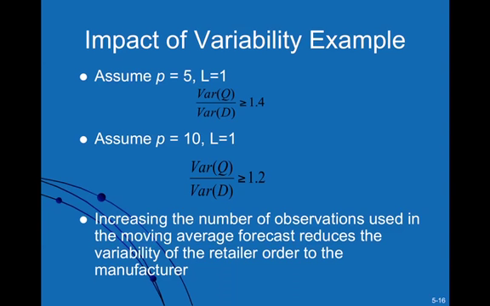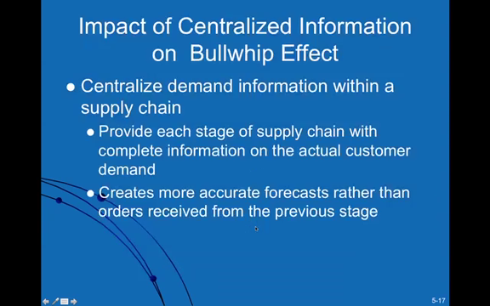So this is just an example to show here. In the case of P is equal to 5, L is equal to 1, we have a ratio of 1.4, but if you keep the lead time constant but increase the number of periods, it drops to 1.2. So that's the Bullwhip effect.